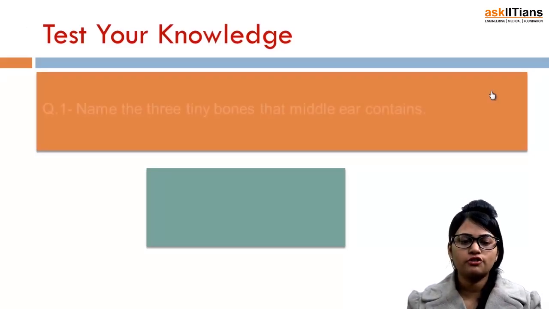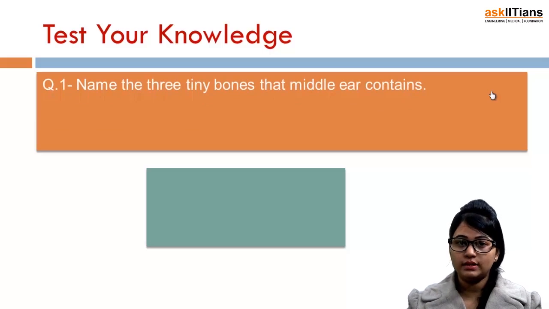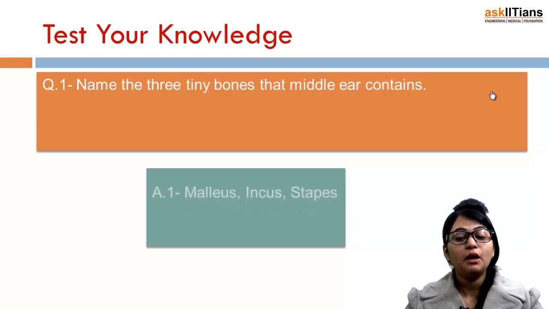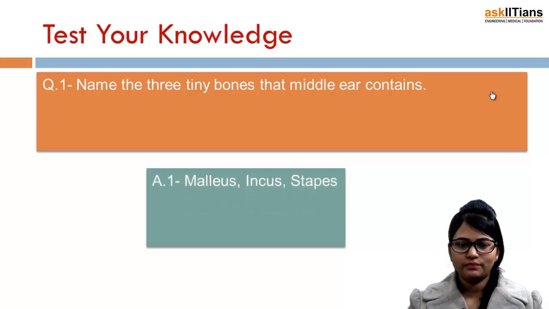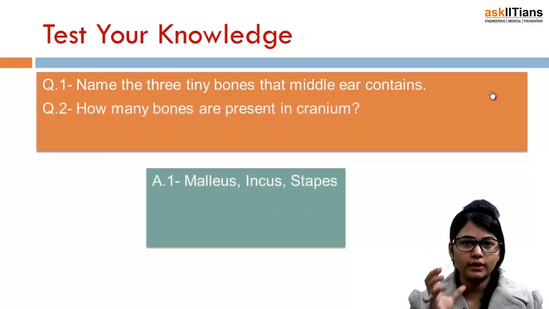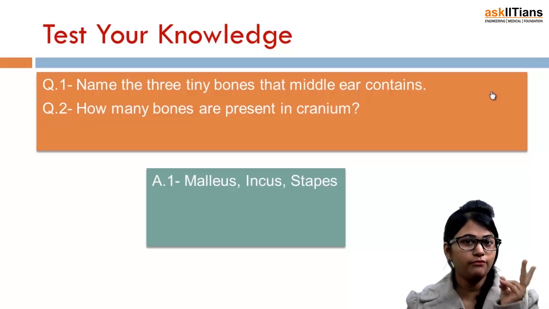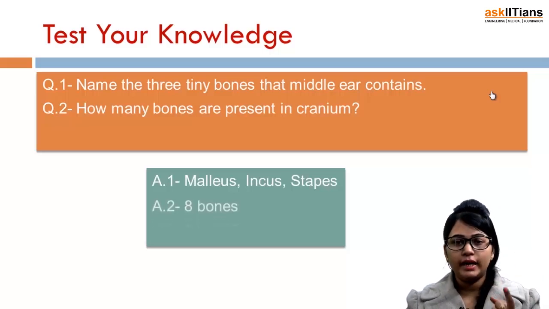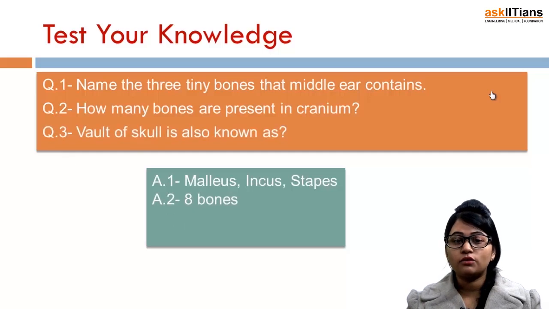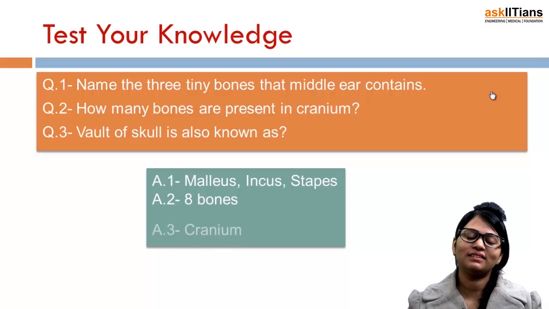Now let me test your knowledge. Name the 3 tiny bones that make the ear ossicles. I discussed just now. Yes. Malleus, incus and stapes. These are also together known as collectively ear ossicles. How many bones are present in cranium? In skull, 2 types of bones, cranial bone and the facial bone. In cranium, 8 bones. And vault of skull is also known as? Yes, the cranium.